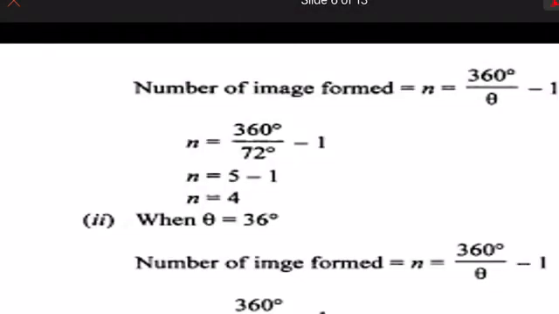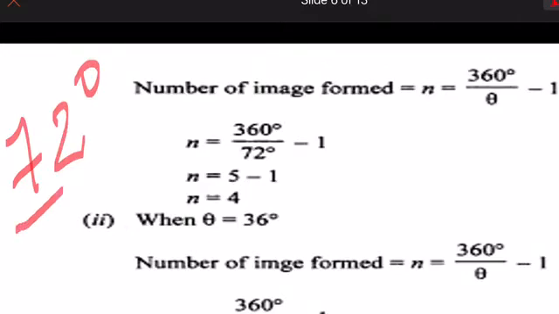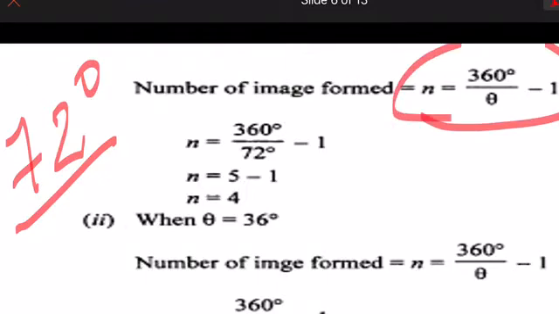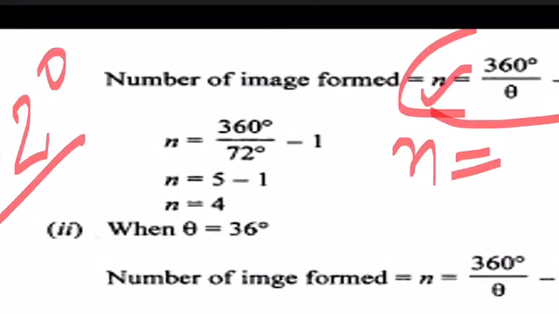In our previous session, we discussed multiple reflection. Let us see how to find the number of images formed when the mirrors are kept at a certain angle. Suppose the mirrors are kept at 72 degrees. Let us see how to measure the number of images. To find the number of images, the formula is n equals 360 divided by the angle, minus 1.